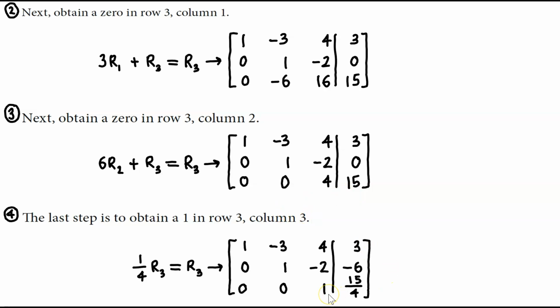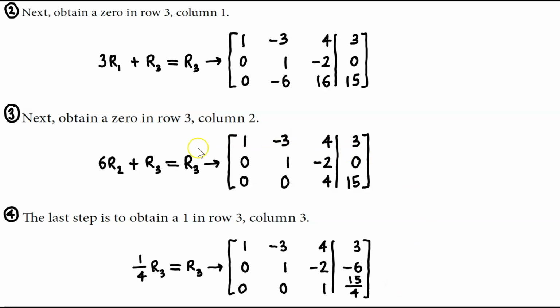So now the last thing we want to do is make this a diagonal of 1, since everything below it is 0. So in order to make this 4 a 1, we can multiply it by 1/4. So 1/4 times all the elements in row 3. Well, 1/4 times 0 is 0. 1/4 times 0 is 0. 1/4 times 4 is 1. And 1/4 times 15 is 15 over 4.